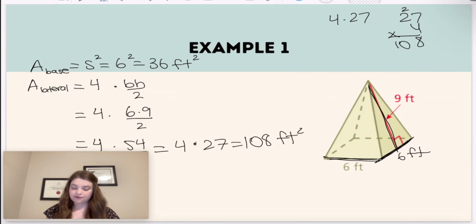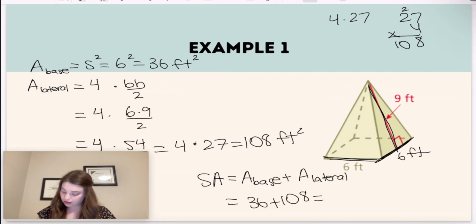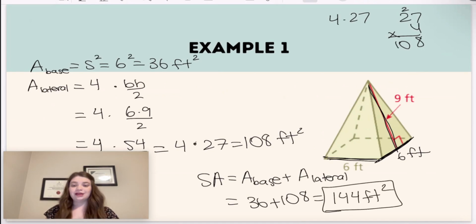And so for the final answer, for the overall surface area, we know that it's area of the base plus area of the lateral faces. And so that is going to be equal to 36 plus 108, which is going to be equal to 144 square feet. And so that's our final answer for the surface area of this one.